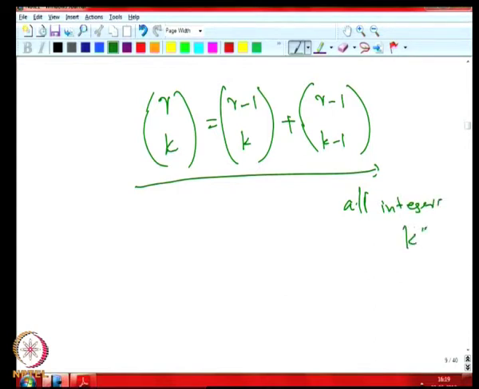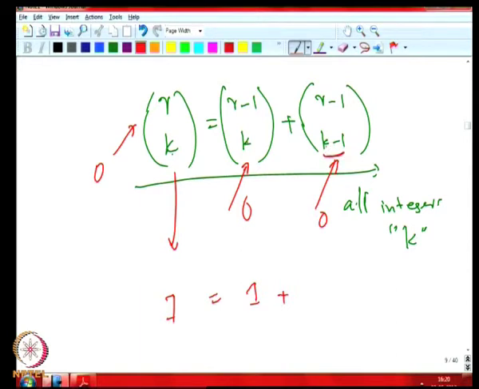So we can see whether for negative k it works or not. For negative k, what happens is this R choose k will become 0, this will become 0, and this will also become 0, because anyway k is negative. Everything will be 0. So it is trivially true for negative k. For k equal to 0 also we can check. R choose 0 is going to be 1, right? And this is also going to be 1, plus this is going to be 0, since the lower index is 0 minus 1, negative. So this is also correct, right? When k equal to 0.